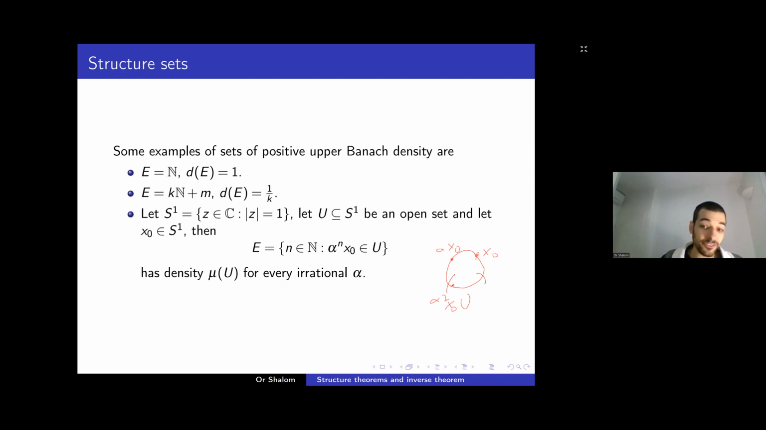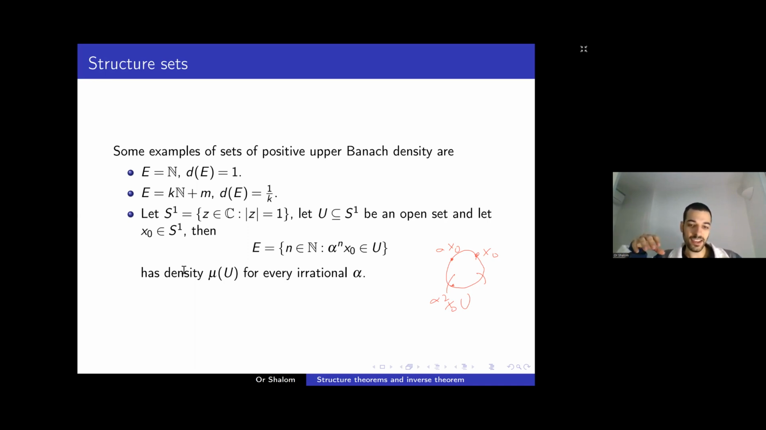So if U is half the circle, you would expect the orbit to spend half the time in this open subset. So whenever you take such an open subset, you get a set of positive density because open subsets have positive Lebesgue measure. And here it's not as obvious as in the other two examples that Szemerédi's theorem holds. So I won't give you the details, but I will tell you what you should do.